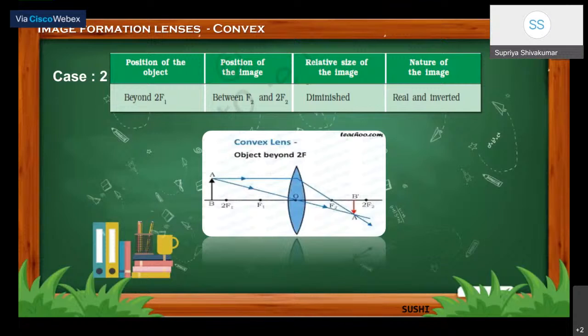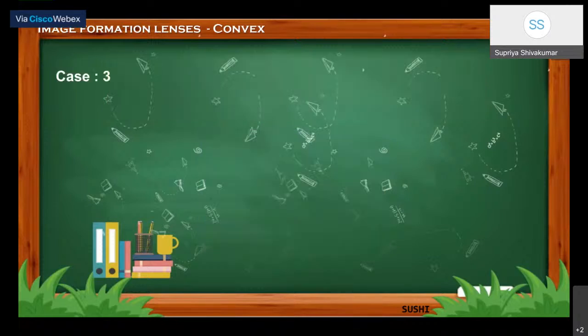What will be the size? The size will be diminished now also. Diminished, that is, smaller when compared to the object. And the nature will always be real and inverted. Okay. Next, moving on to case 3.